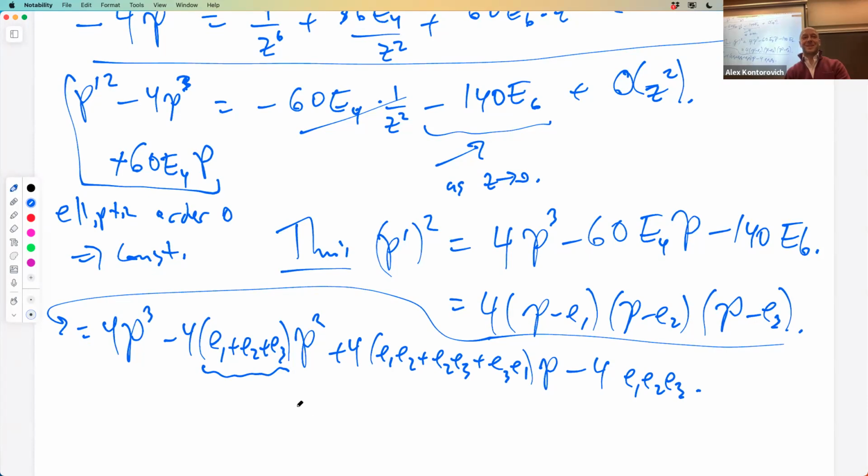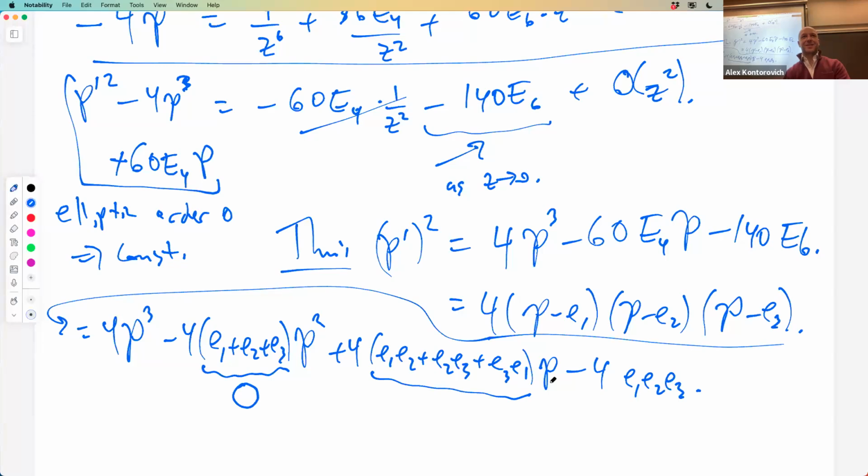Zero. The sum of the e's actually has to be 0. Exercise: find another reason why that's the case, because there's no quadratic term here. There's no p squared term here. What is the sum of the pairwise products of the e's?